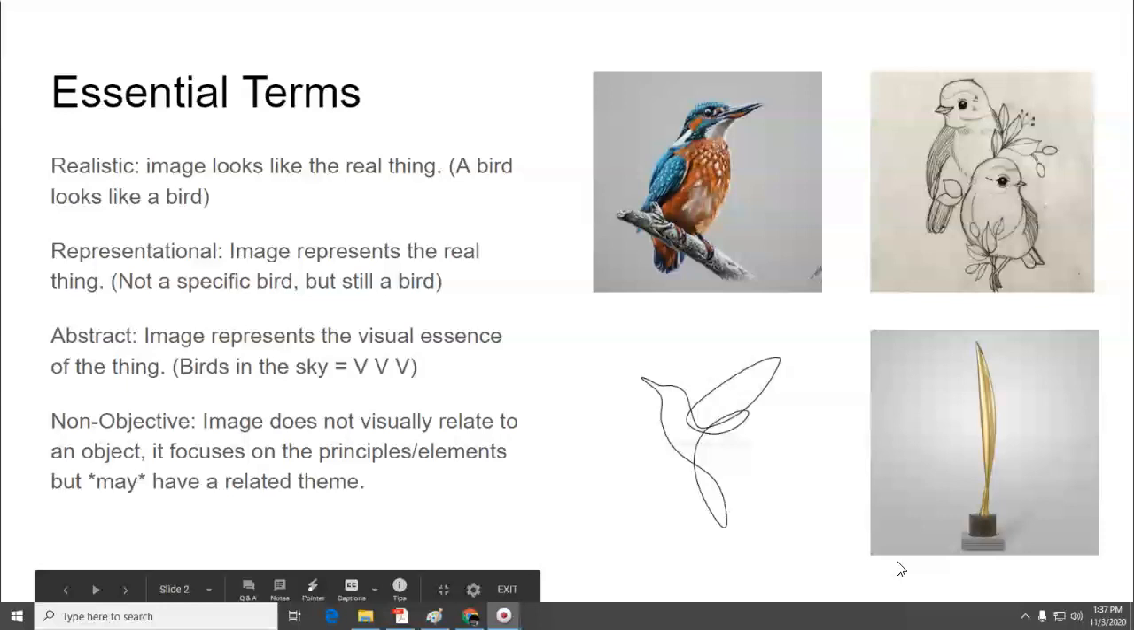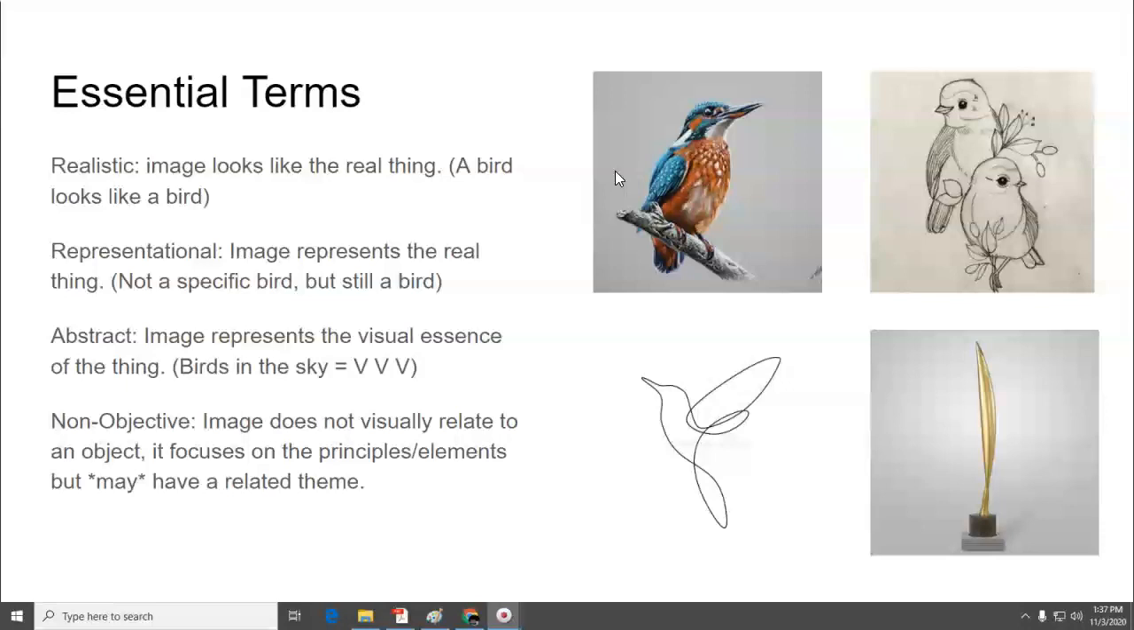If you're talking about something that's realistic, you have something that looks like the real thing. Like this is a colored pencil drawing of a bird that looks real. It looks like a real bird. You could look at that and identify its species and what gender it is and probably its age.